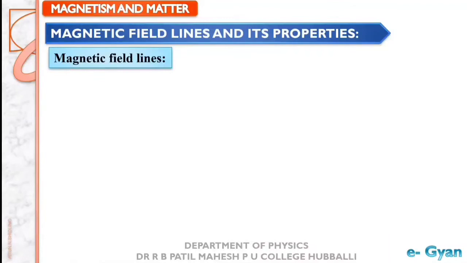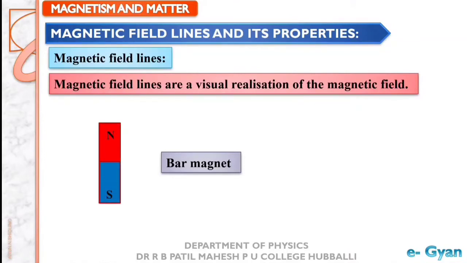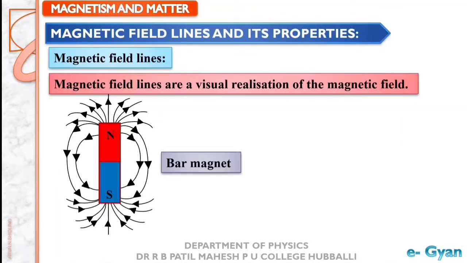Magnetic field lines. These are visualization of the magnetic field around a bar magnet. As we can see here, if I assume a bar magnet having north and south pole, we already know from our lower classes that from the north pole the magnetic field lines will start and they will end at the south pole, which you can visualize in this manner. The arrow marks point out the direction of magnetic field around the magnet.